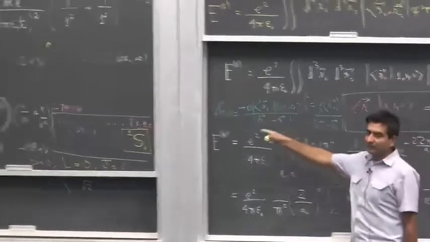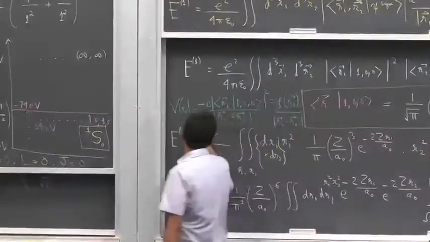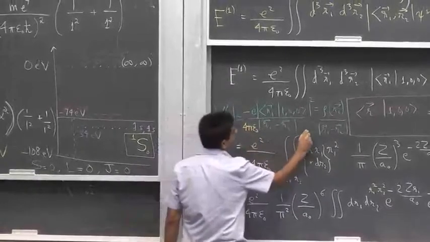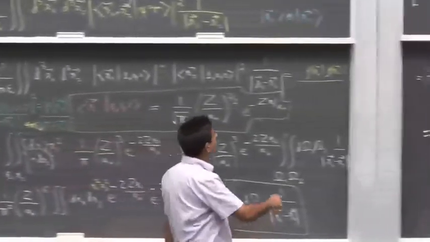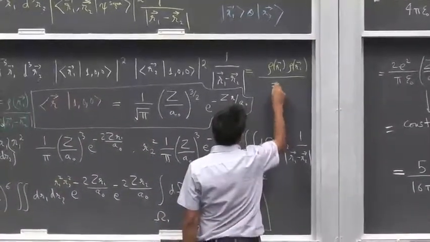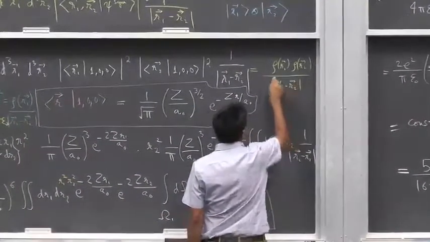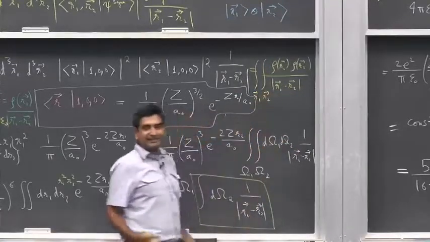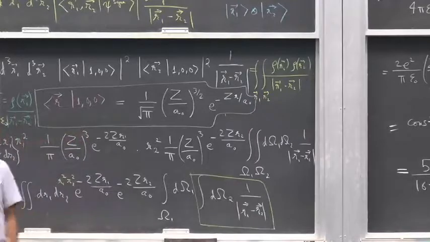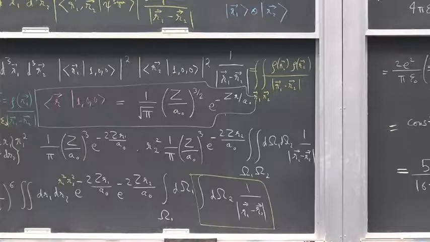Remember, you have to multiply by 1 over 4 pi epsilon naught as well to get the potential, right? Or the Coulomb constant k. So this term is nothing but this. This is the electrostatic energy of the system. This is something you learn in electromagnetics. So this term, this correction, is just the electrostatic repulsion between the two electrons.